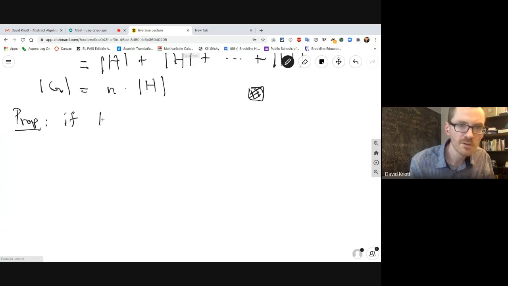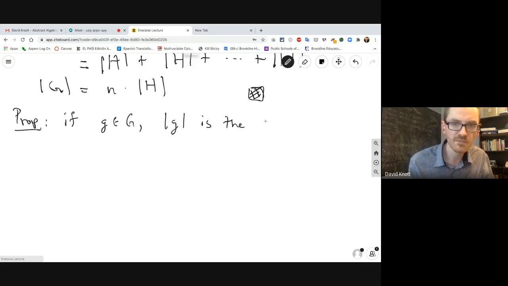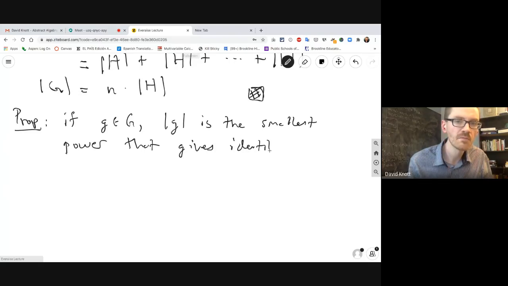So if G is an element of capital G, then the order of G is the smallest number, or the smallest power, I should say, that gives the identity.